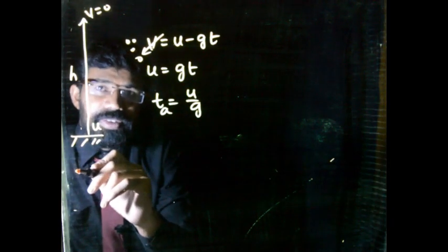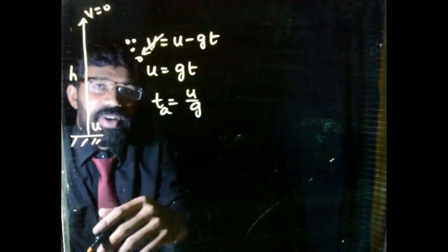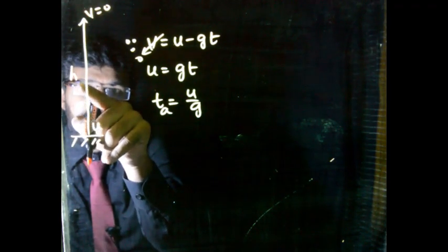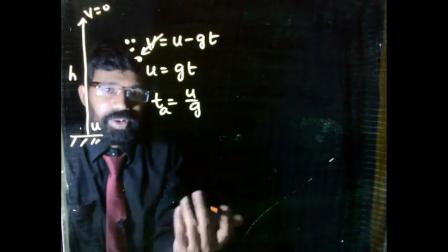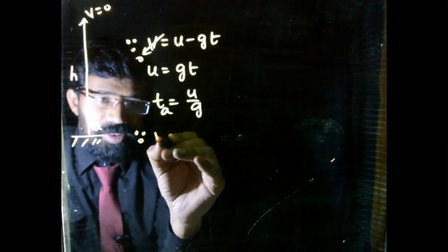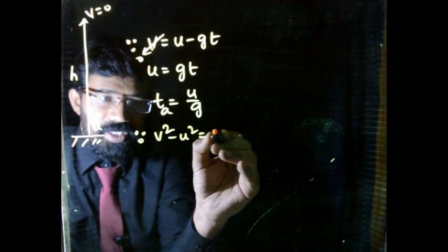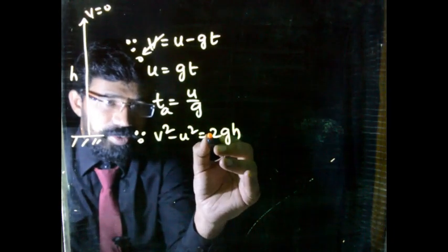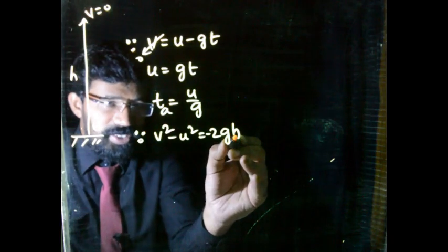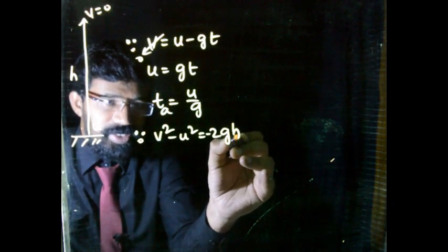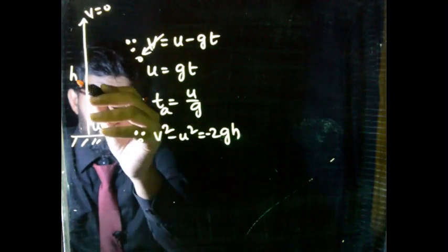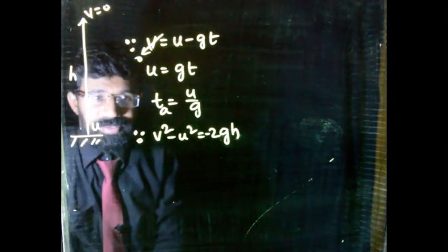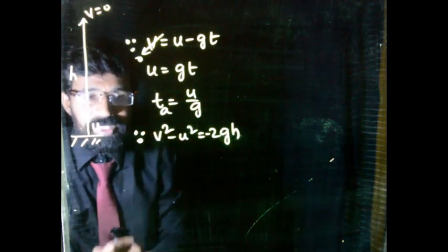Now let me deal with the height. What is the maximum height attained by the body if it is projected with a velocity equal to u? Let us consider it as h, and let us find out what that h is. Since v square minus u square is equal to 2gs, here you have to consider the minus sign. I have replaced that s with h. So h is the total distance covered by the body in the upward direction, isn't it? So this is the maximum height attained by the body.